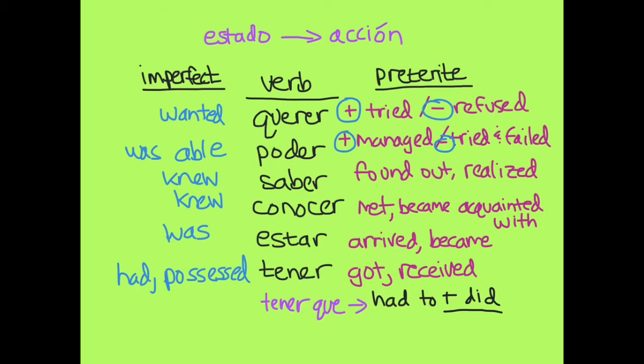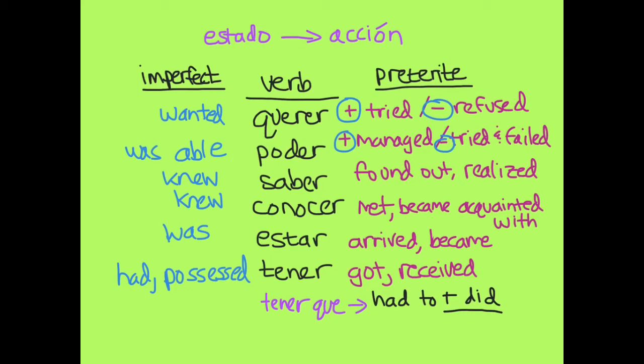Tener, had or possessed if you use it in the imperfect, but if it's in the preterite, it means got or received. Now what about its special expression, tener que, to have to do something? Well, if you use that expression in the preterite, you're saying that they had to do something, but they also did it, like it's done. So had to and did it.